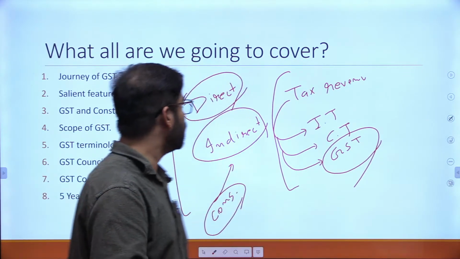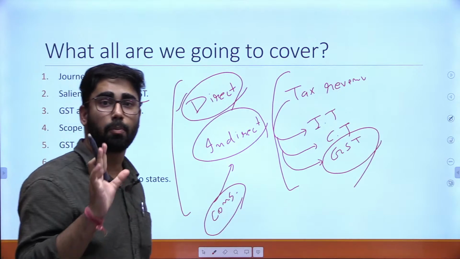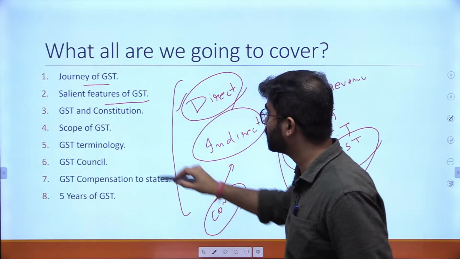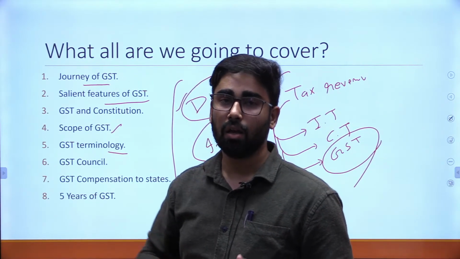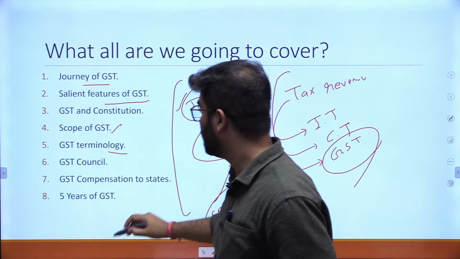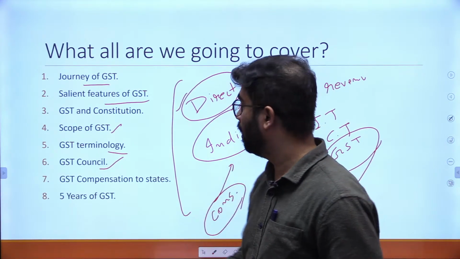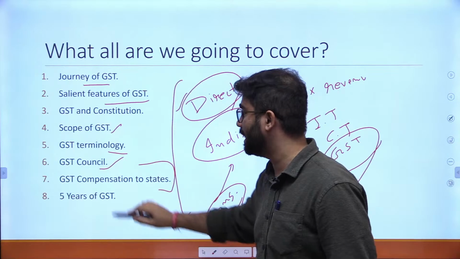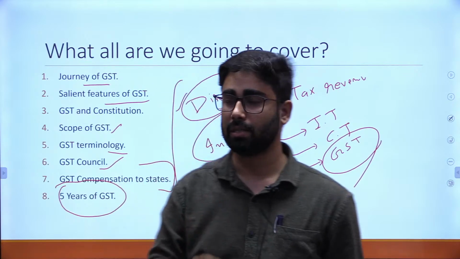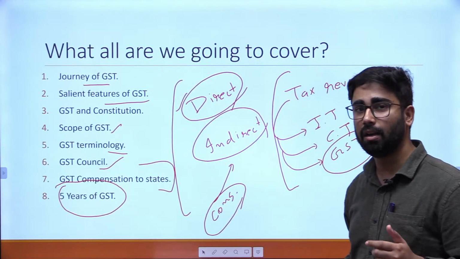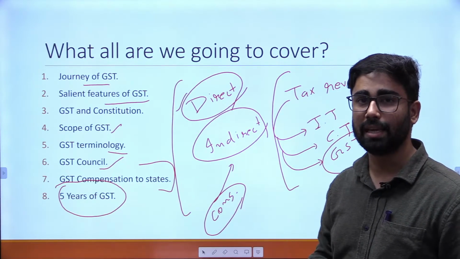We are going to see the journey of GST, the salient features of GST and constitution, what are the constitutional provisions related to GST. We will be seeing the scope of GST, terminology like reverse charge mechanism, zero rating, compensation of GST to states, and then we will be seeing what is GST Council, the epitome of fiscal federalism in India. After that we will be seeing GST compensation to states, and then 5 years of GST, what are the achievements of GST during these 5 years. Okay, and then we will be practicing 10 MCQ questions for which you will calculate your own marks, and in the end of the session we will see how many marks you got.